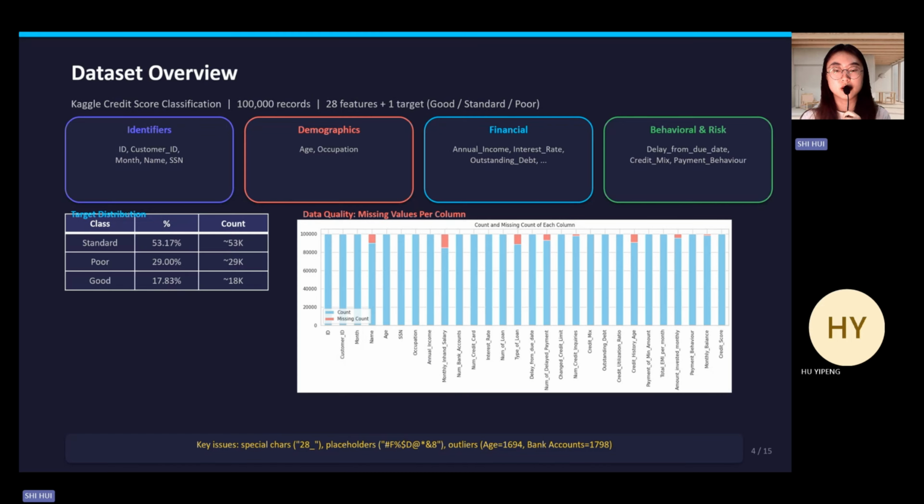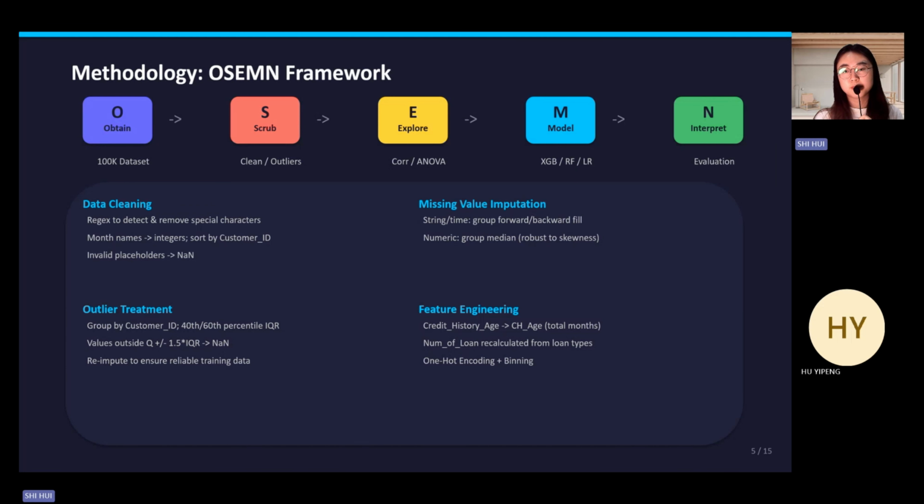As you can see from the bar chart on the right, the raw dataset has significant missing values, with monthly in-hand salary at 15% and type of loan at over 11%. We also found special character contamination like underscores appended to numbers. In data cleaning, we use regex to detect and remove special characters, converted month names to integers for chronological sorting, and replaced invalid placeholders with NaN.